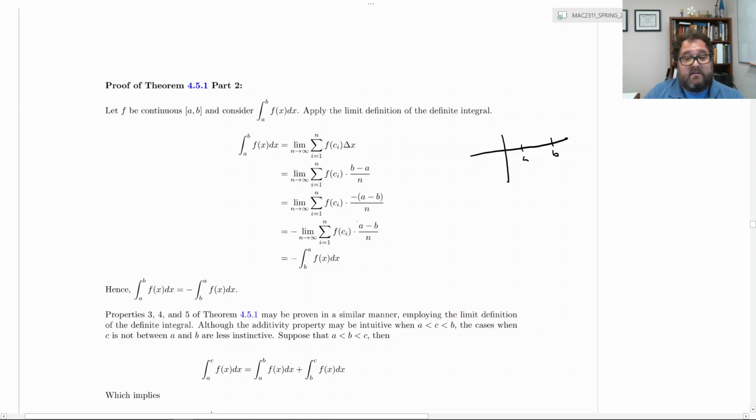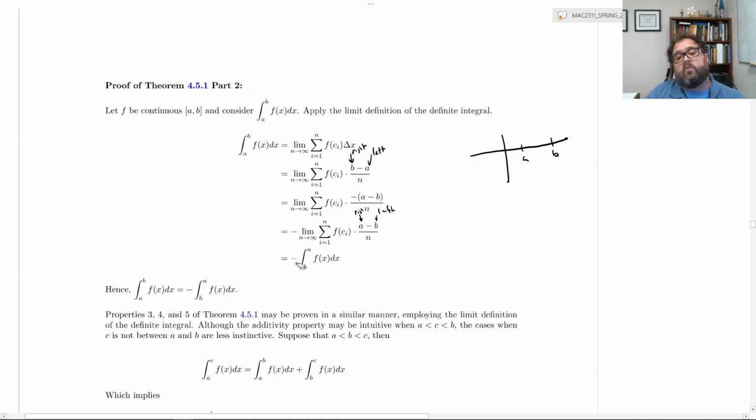Okay, well again, this is your right, and that's your left. So now a is the right, and b is the left. And so we get the definite integral with b on the left. Sorry, with b on the left and a on the right. But guess what? We had that negative sign out front. And so that's where it comes from.